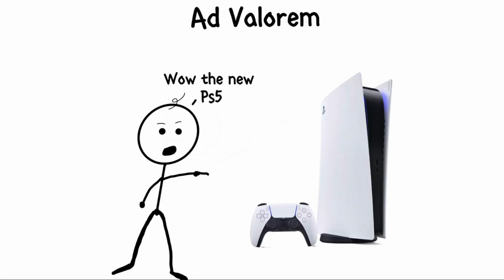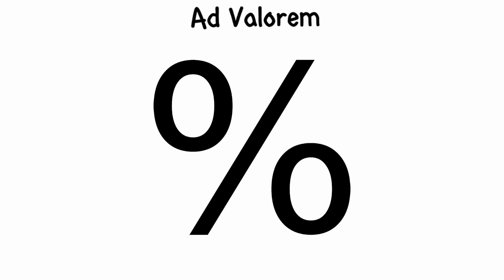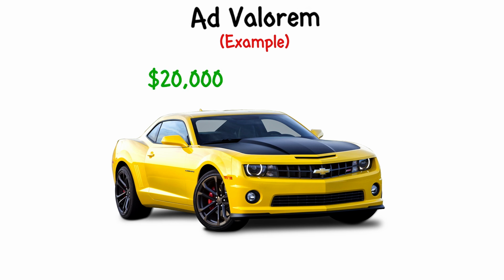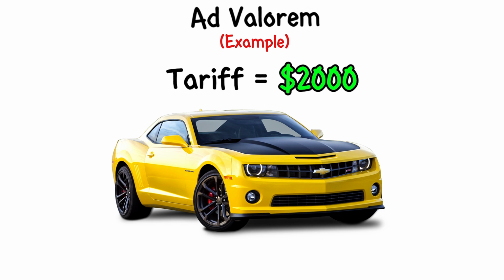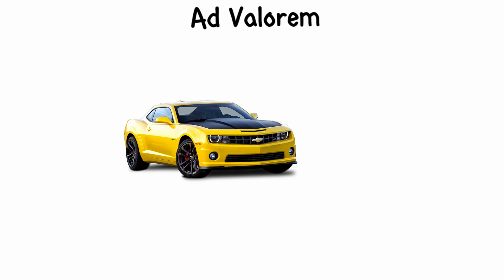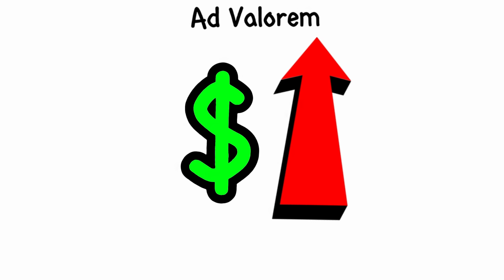Ad valorem tariff. An ad valorem tariff is based on the value of the product being imported. It is usually expressed as a percentage of the product's value. For example, if you're importing a car worth $20,000 and the tariff rate is 10%, the tariff would be $2,000, 10% of $20,000. This type of tariff allows the government to adjust the tariff in proportion to the value of the product. More expensive goods result in higher tariff fees.